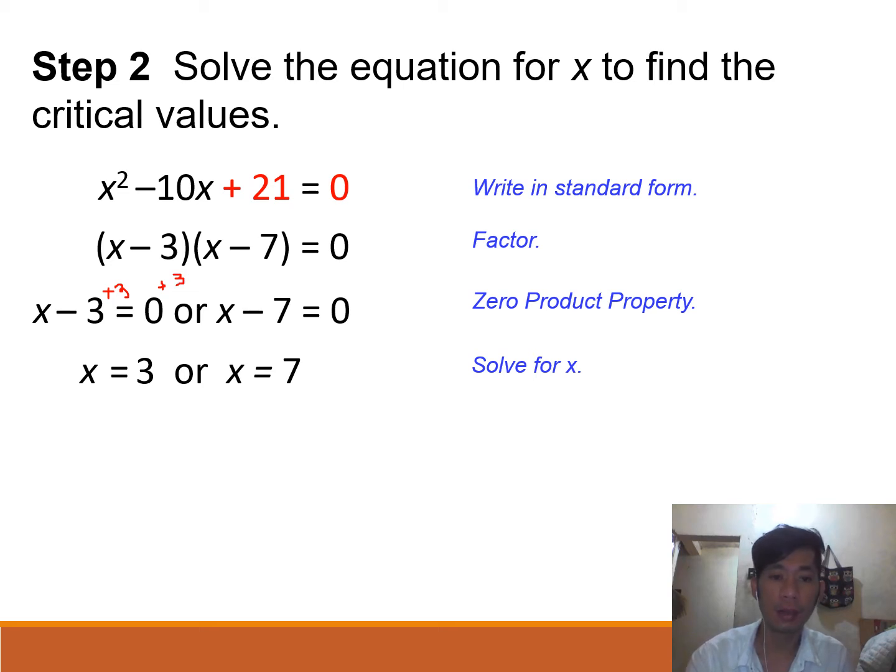Para po maging 0 po ito. So x na lang po matitira. So 0 plus 3 is equal to 3. In this case po, we're going to use addition property of equality. We add both sides of the equation by 7.